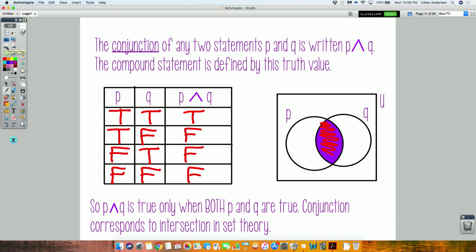If they're both false, then it's false. And I know this says P and Q, but those are more just placeholders. If both of them are false, then the conjunction is false. If one's false and one's true, it's still false. The only time it's going to be true is if both of those statements were originally true.